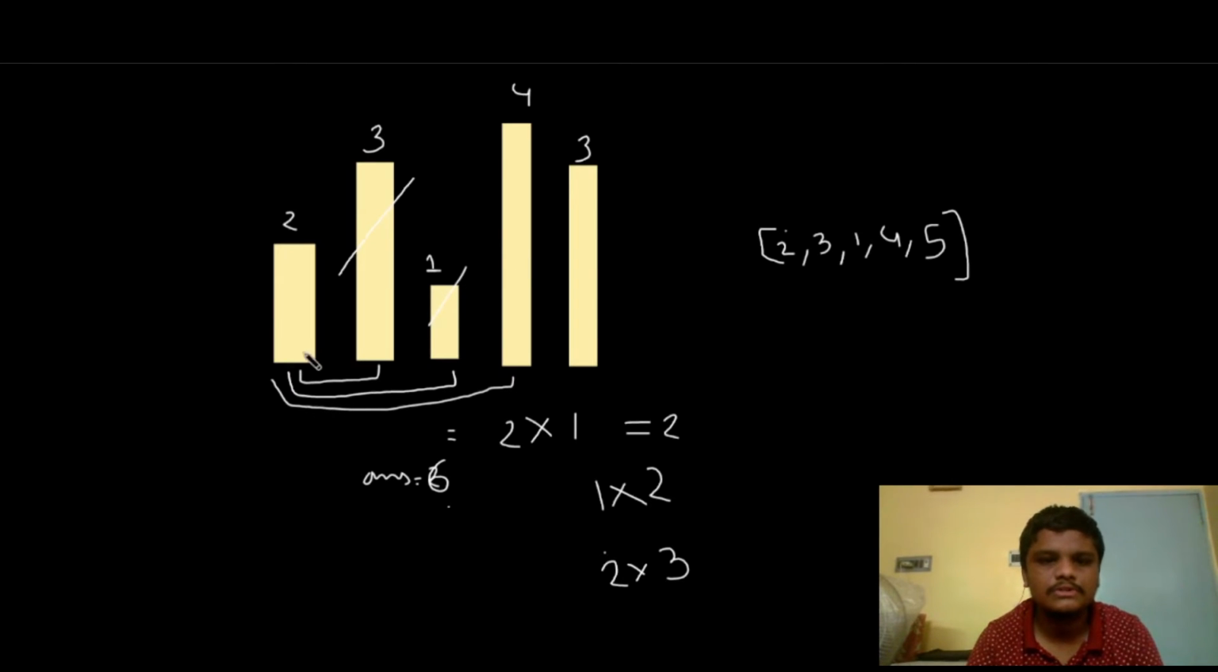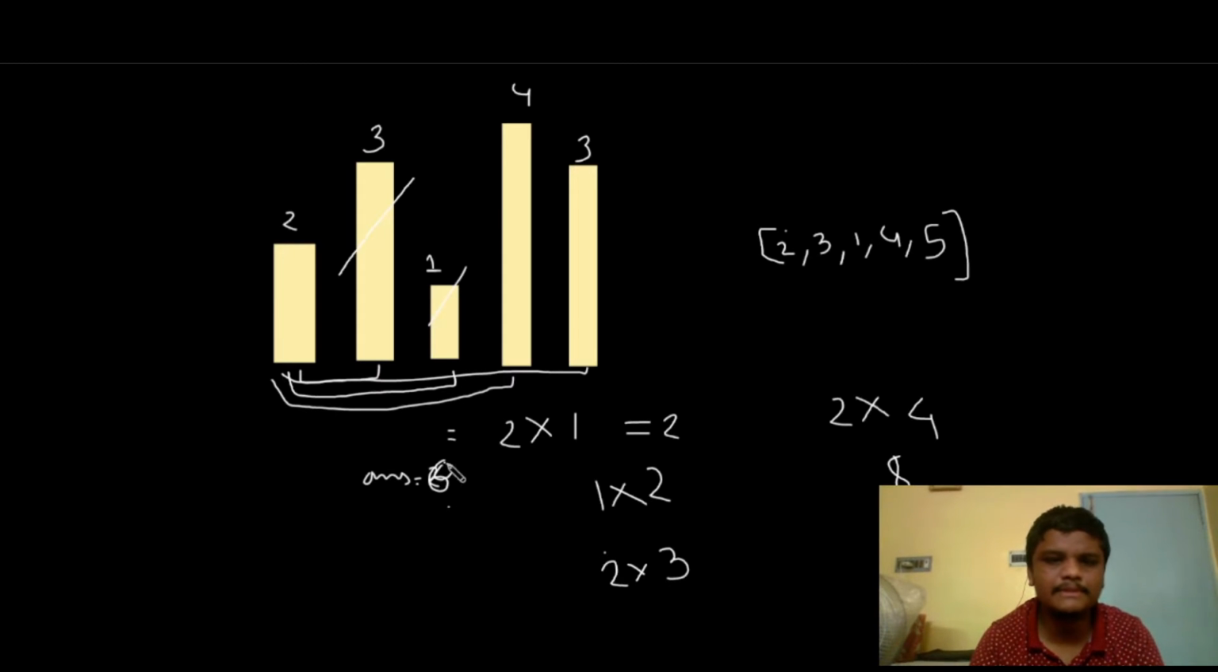Now we check 2 comma 3. The minimum is again 2. Now the distance is 4: 1, 2, 3, 4. So we multiply this with 4, which gives me 8.